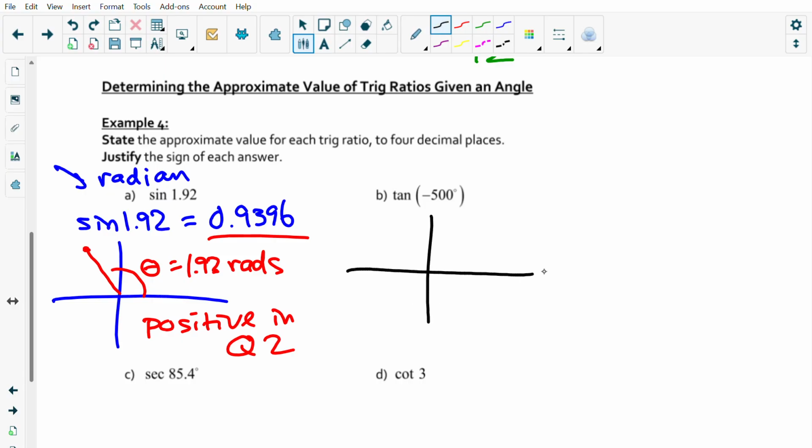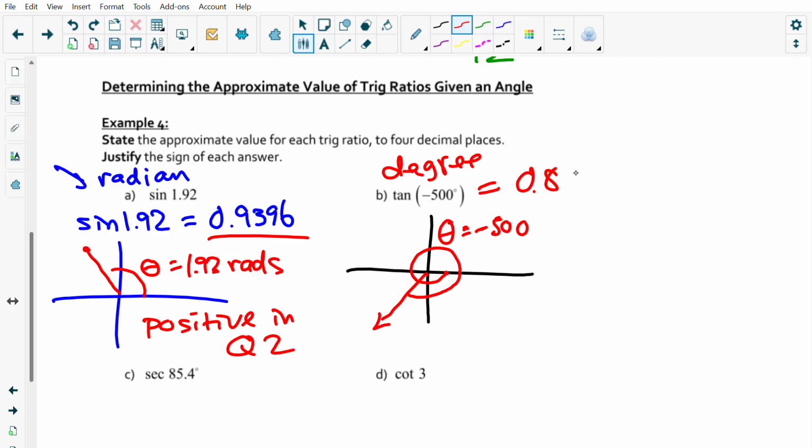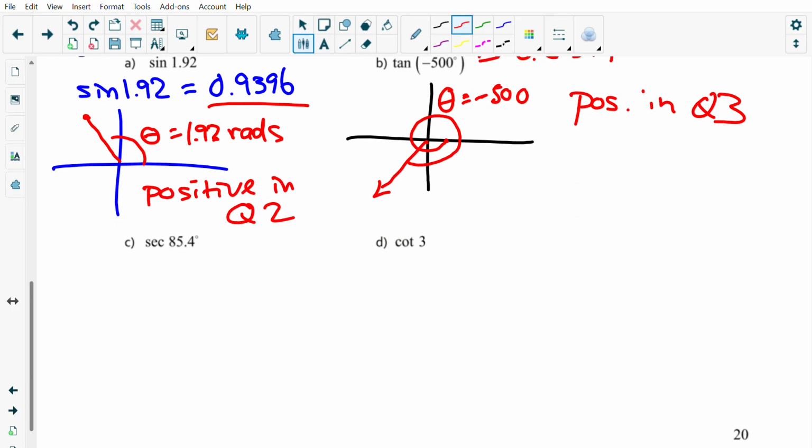Okay, tangent of negative 500. Well, let's take a look at this. Negative 500, I'm going clockwise, right? So one revolution, and then 140 degrees more, I'm going to end up in quadrant 3. So theta equals negative 500. Well, what do we expect for a tangent ratio in quadrant 3? Well, it should be positive. So when I evaluate this on the calculator in degree mode, this is degrees, folks. You got to swap back and forth, okay? Be ready for that. 0.8391. And so this is positive in quadrant 3.